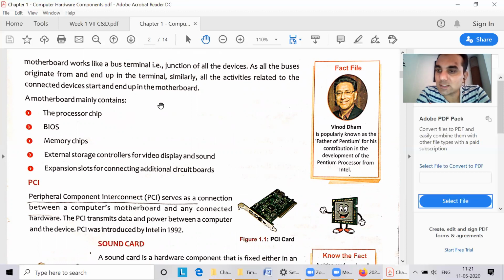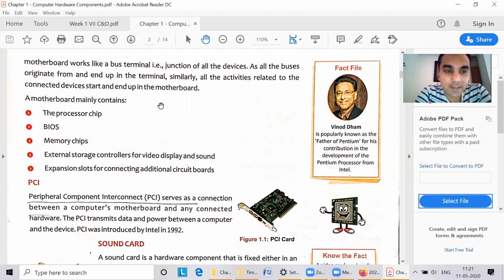So all the buses start at the motherboard and end at the motherboard. Now, what is a bus in a computer? A bus is a wire which carries the information from one part of the device to the other part of the device. That is called a bus in a computer.